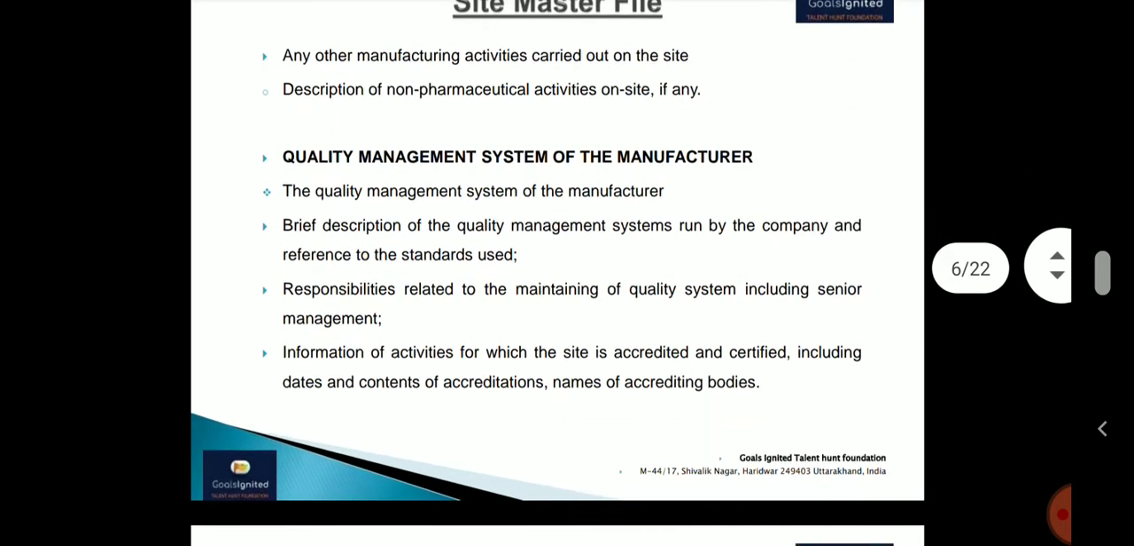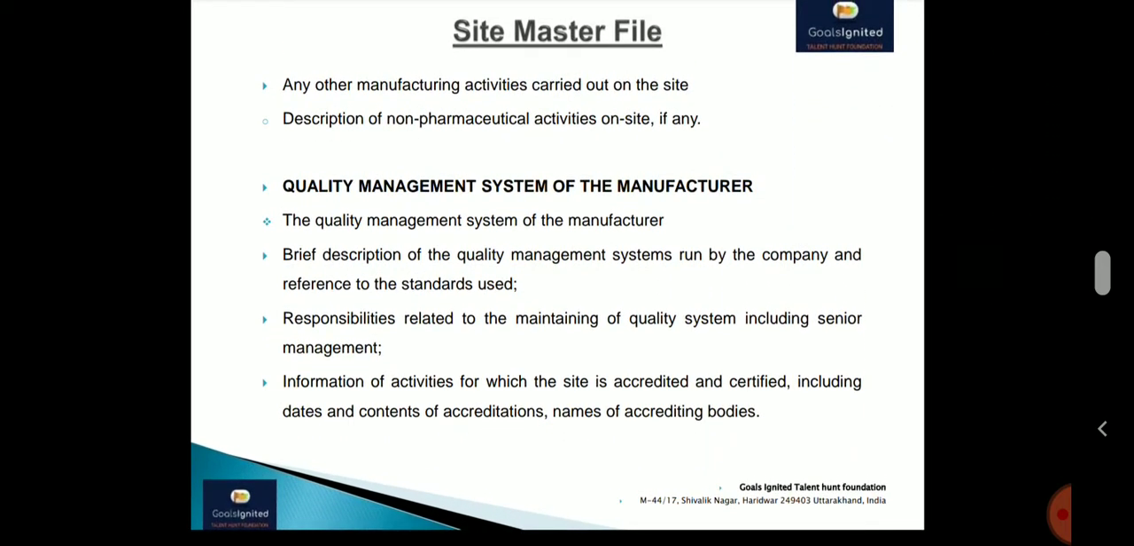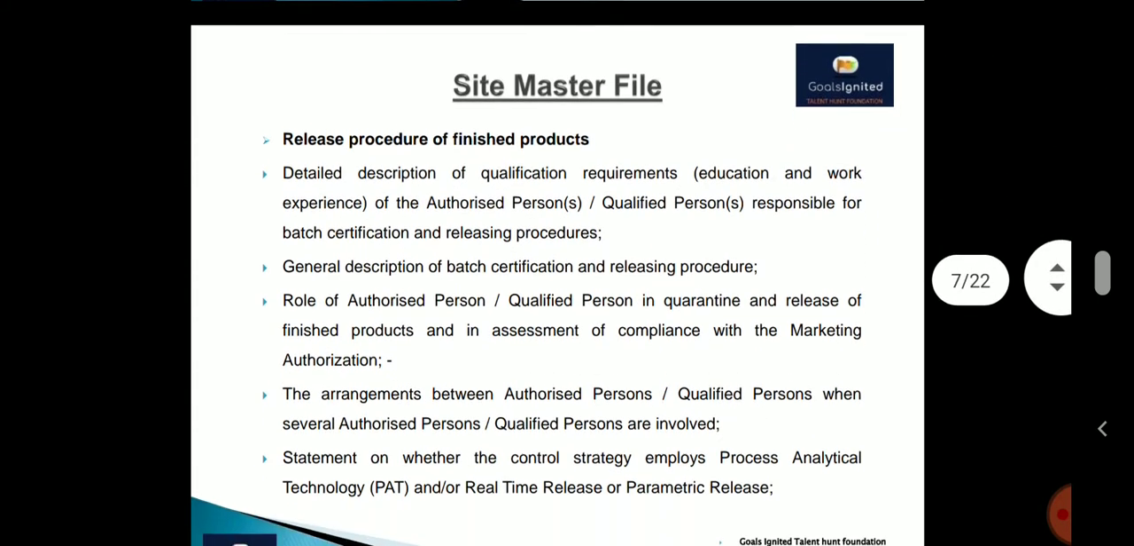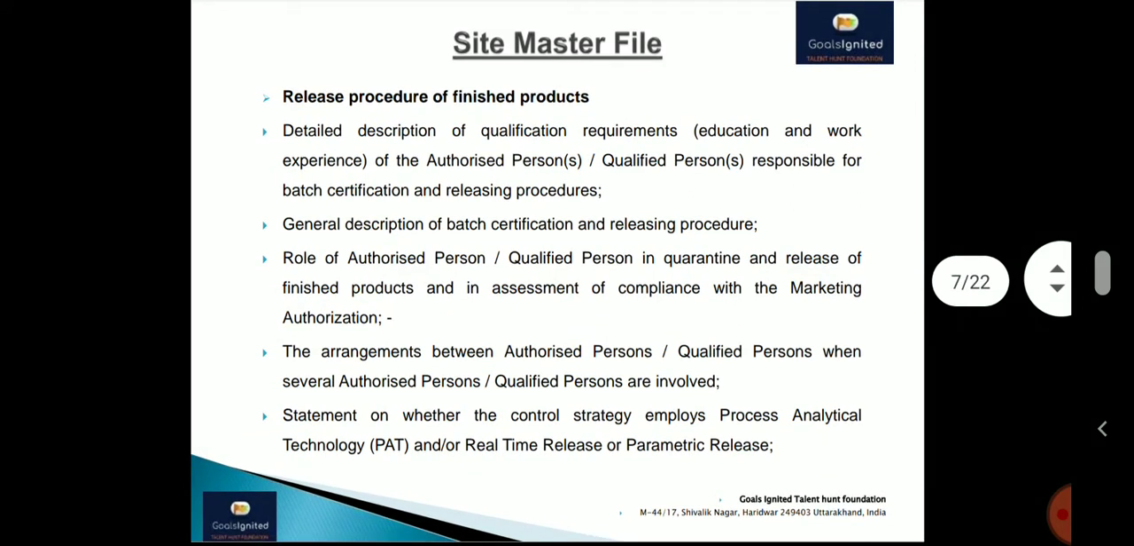Quality management system of the manufacturer. Naturally, the quality policy and other relevant things need to be mentioned in the site master file. Information on activities for which the site is accredited or certified, everything needs to be mentioned. Then the release procedure of the finished product: also give a brief on the release procedure, the detailed description of the qualification and requirements, education and work experience of the authorized person or qualified person responsible for batch certification and the releasing procedure.